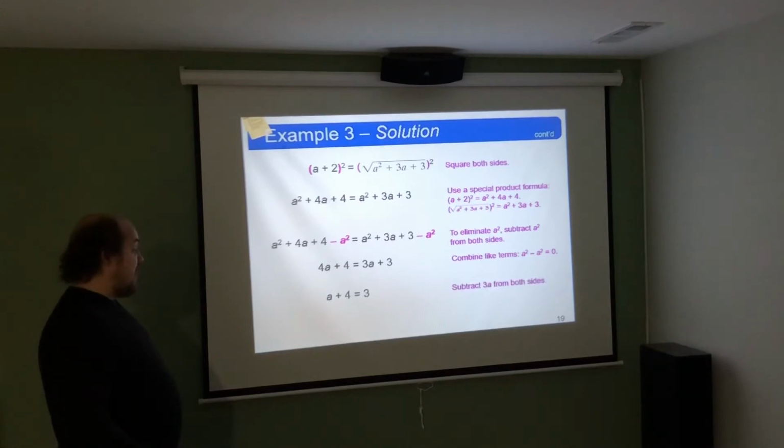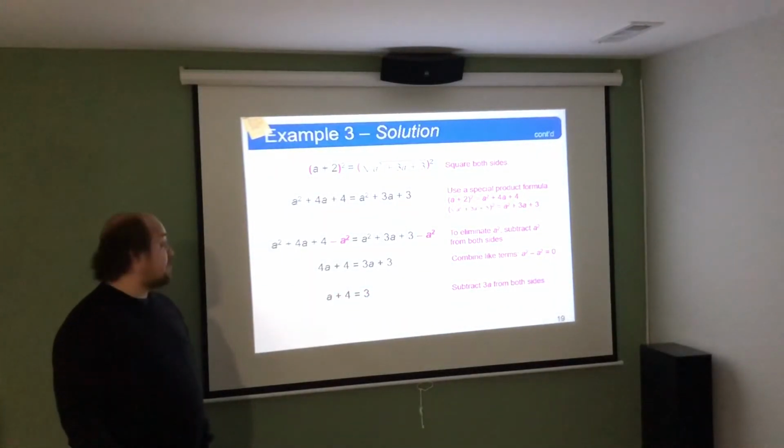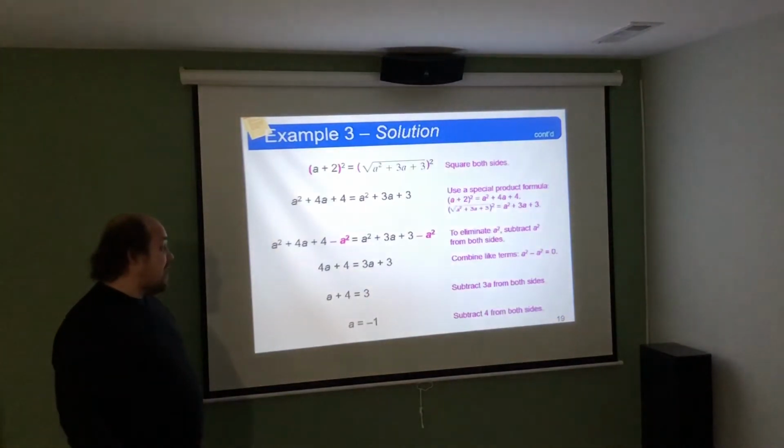So if I subtract 3a from both sides, minus 3a here means I'm just left with 3, minus 3a here, 4a minus 3a leaves me with a. So I now have a plus 4 equals 3. If I subtract the 4, that's going to leave me with a equals negative 1. A equals negative 1 is my final answer to this problem.